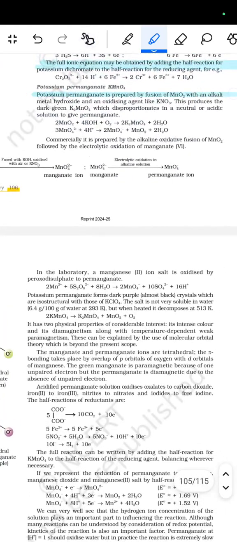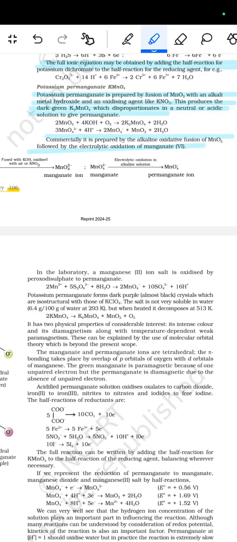तो पोटेशियम परमैंगनेट is prepared by fusion of MnO2 with an alkali metal hydroxide and an oxidizing agent like KNO3. This produces a dark green K2MnO4, which disproportionates in a neutral or acidic solution to give the permanganate. तो MnO2 plus 4KOH plus O2 gives 2K2MnO4 plus 2H2O और 3MnO4 2- plus 4H+ gives 2MnO4- plus MnO2 plus 2H2O देता है.